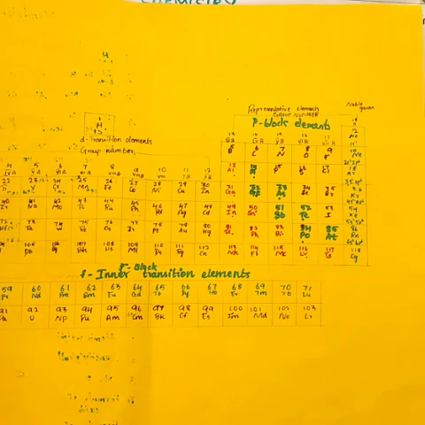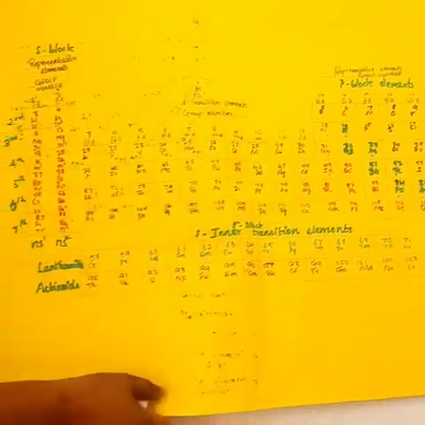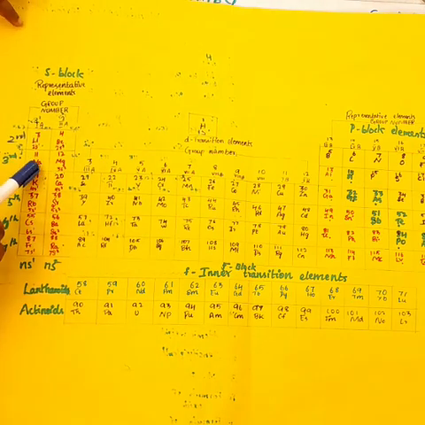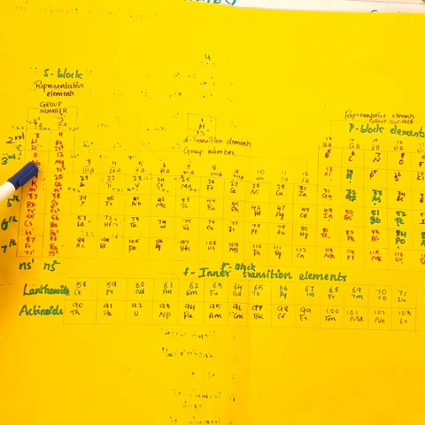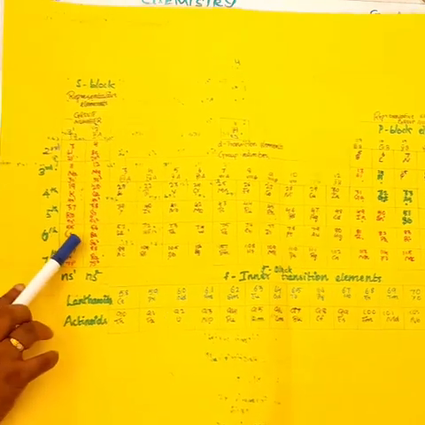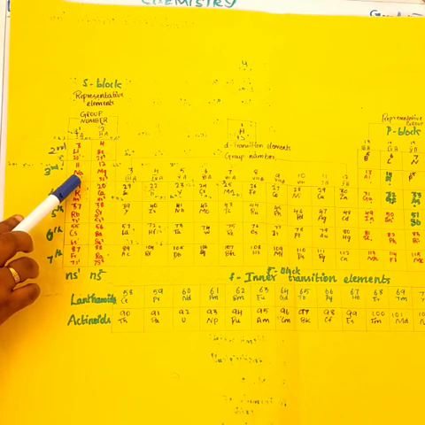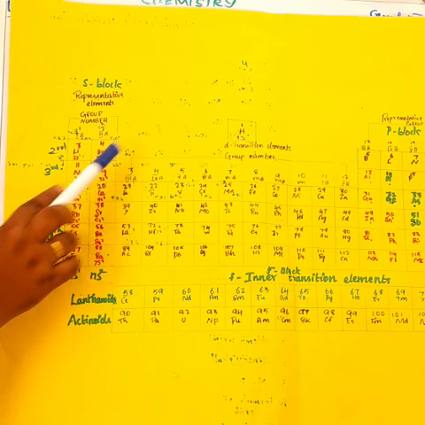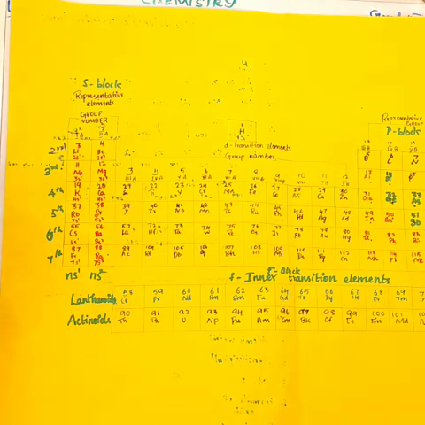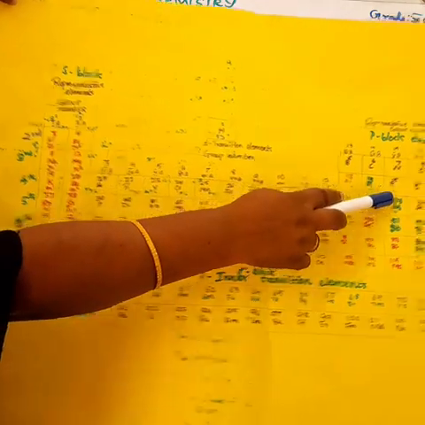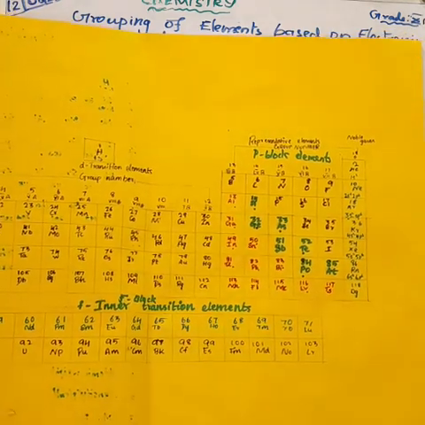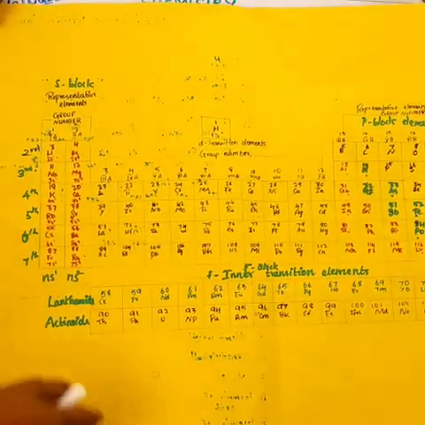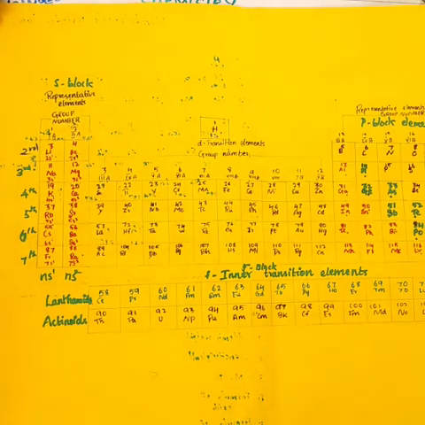Similarly, the third period starts from sodium. Neon has atomic number 10, so after neon, sodium has atomic number 11. What is its electronic configuration? 3s1. The third period starts from 3s1 and ends with 3s2 3p6. It starts with sodium, then magnesium, aluminium, silicon, phosphorus, sulfur, chlorine, and ends with argon. These are the electronic configurations.